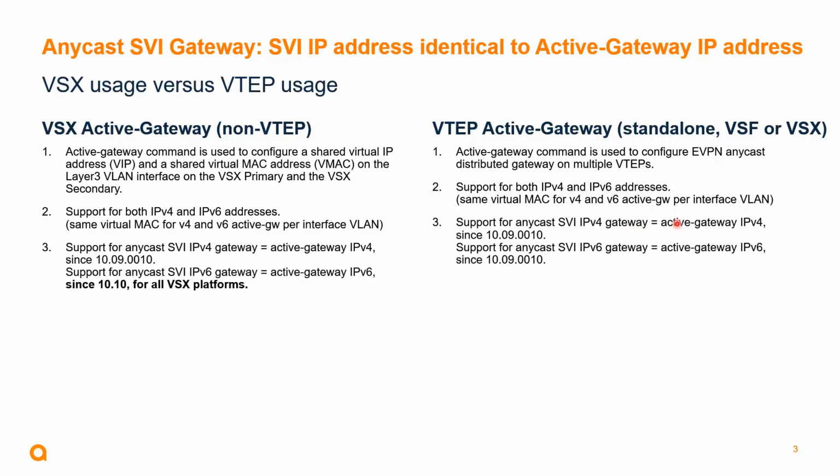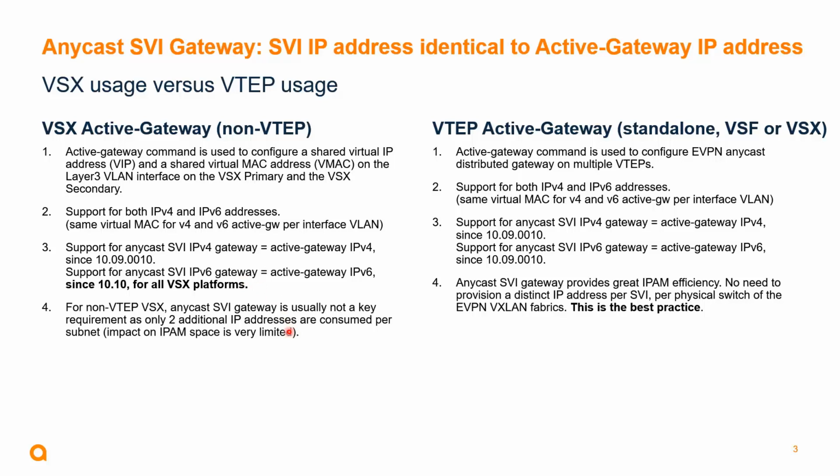Regarding the support, the introduction of SVI identical to Active Gateway came in 10.09.00.10, and that was for VTEP. It was true for IPv4 and IPv6 in the limited context of VTEP and the associated platforms that were supported. In the VSX part, it was the same for IPv4, and for IPv6 we extended the number of VSX platforms to support plain VSX, non-VTEP, and clearly the scenario with the pure pipeline being VSX between the VSX primary and VSX secondary.